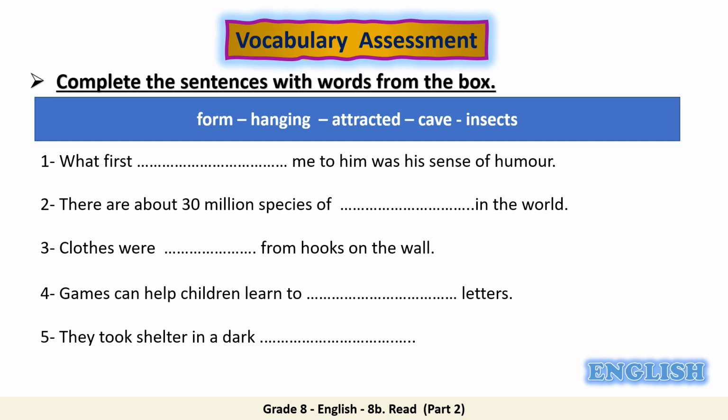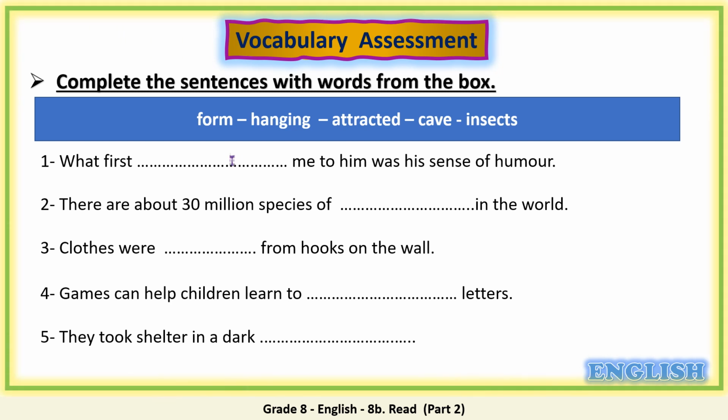1. What first attracted me to him was his sense of humor. 2. There are about 30 million species of insects in the world. 3. Clothes were hanging from hooks on the wall. 4. Games can help children learn to form letters. 5. They took shelter in a dark cave.